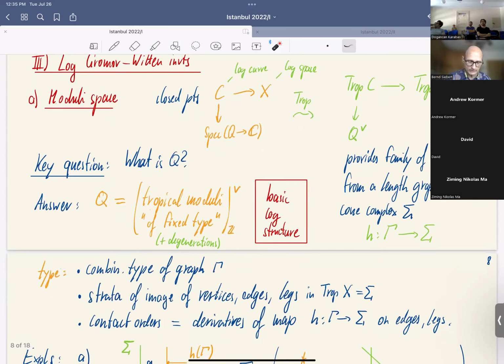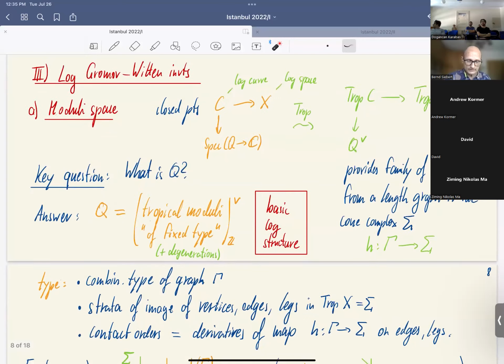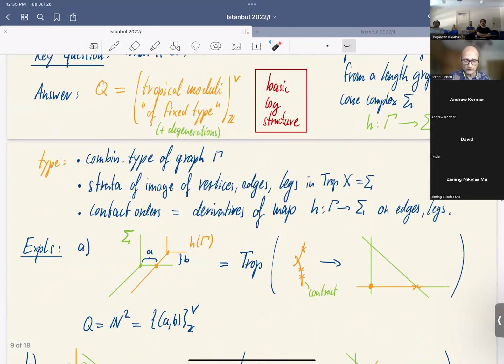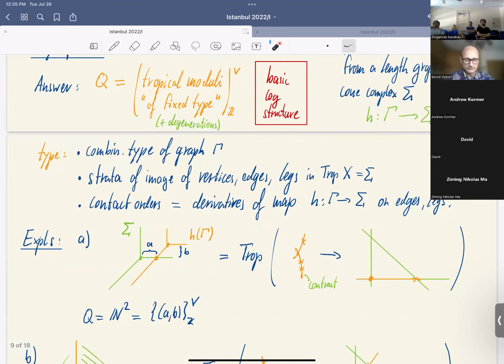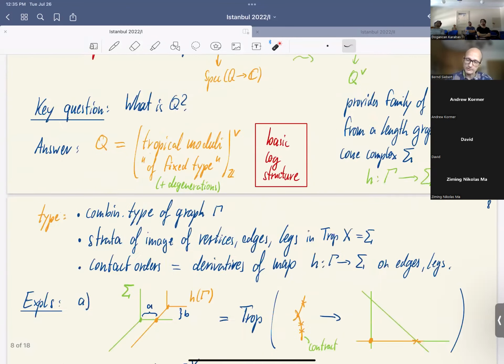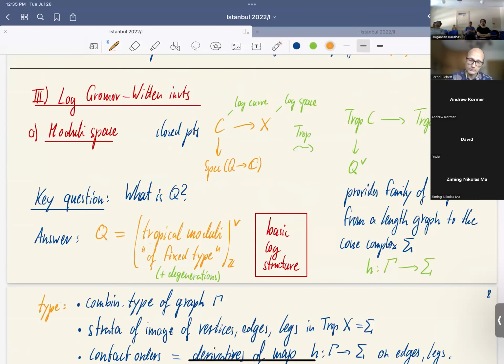So what's a type? The type, well, just fix all the discrete data you can think of. So that's the combinatorial type of the graph, gamma, from your length graph, the strata of the images of vertices, edges, and legs in this complex sigma, and the contact orders, that's maybe the least obvious, that's kind of the slopes. So the derivatives of this map that we had up here, that was H, okay?